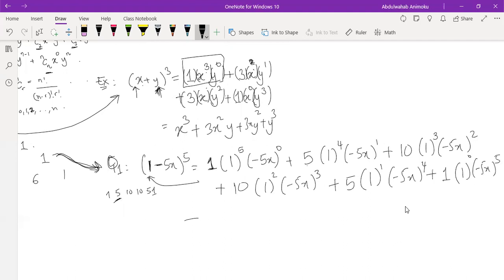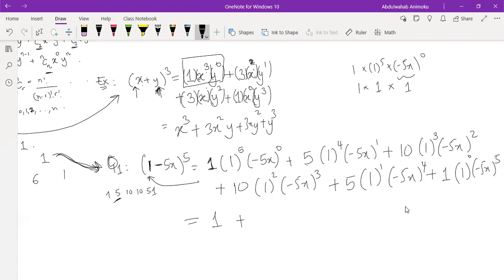And now what you have, once you get here, most students don't know how to simplify each of the terms. So since you're not most students, we're going to break down how to do it. Now take it term by term. So I have 1 times 1 raised to the power 5 times minus 5x raised to the power 0. I know this is 1, this is also 1, and this is also 1. So my first term here is 1.